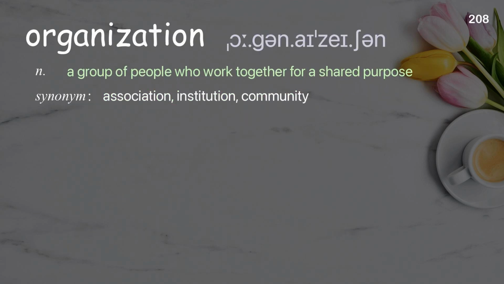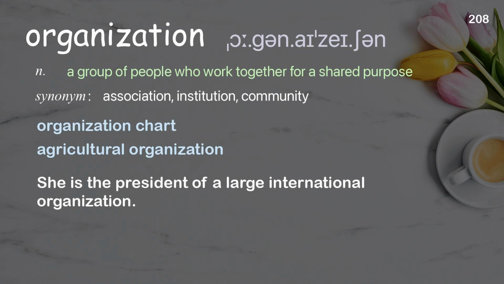Organization. A group of people who work together for a shared purpose. Examples: Organization chart. Agricultural organization. She is the president of a large international organization.